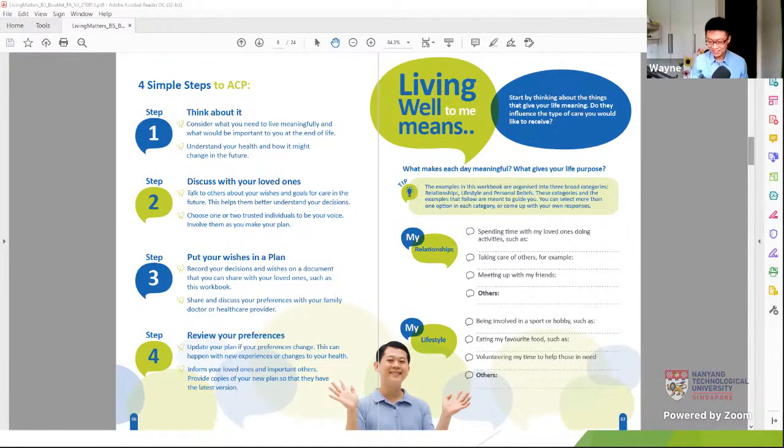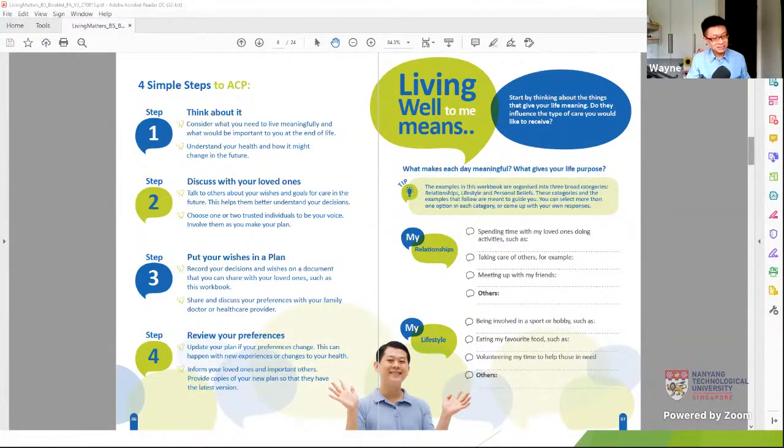So sometimes we complain to the doctors that my mom prefers this or that, when the mom says it's okay in front of the doctor, to a so-called outside person. We like this. So it is important.